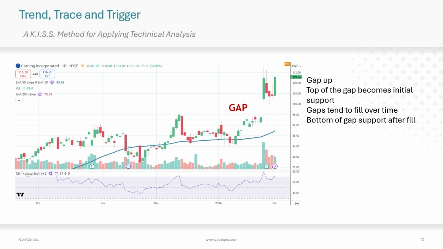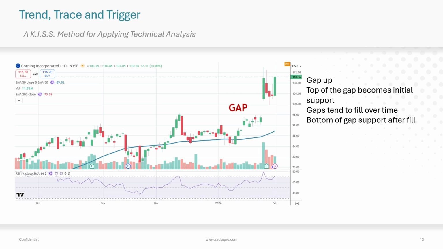And now here I want to point out, obviously, a gap. In this case, this is Corning, which had a really nice big gap up on earnings, going from below 96 to over 100. And now the top of that gap becomes sort of initial support. You can see that just a couple of days after that earnings report, the top of that gap ended up becoming support. And in the future, the bottom of that gap would become support if that gap got filled.